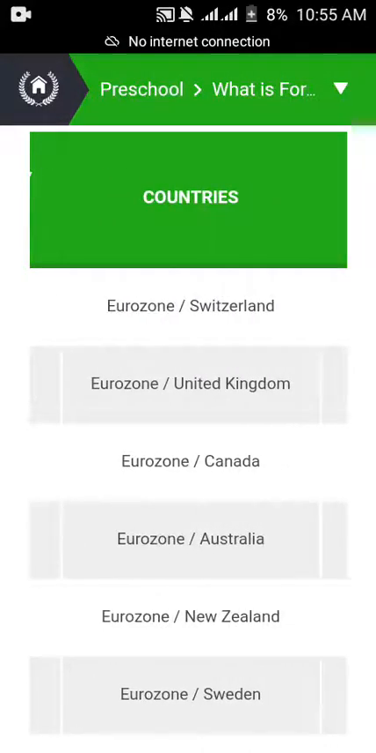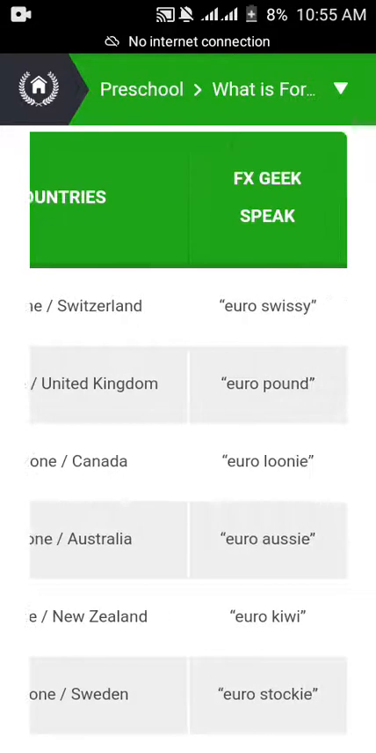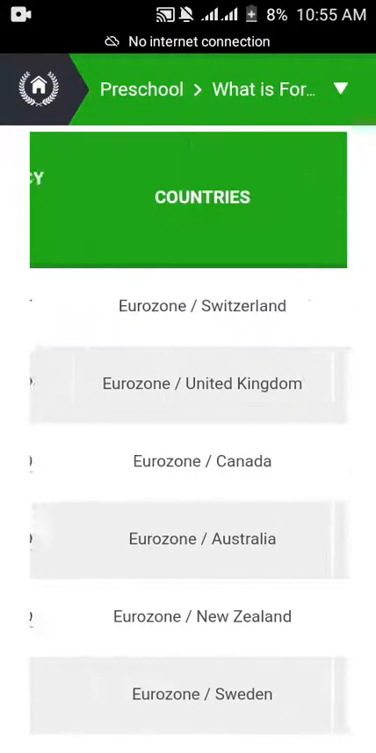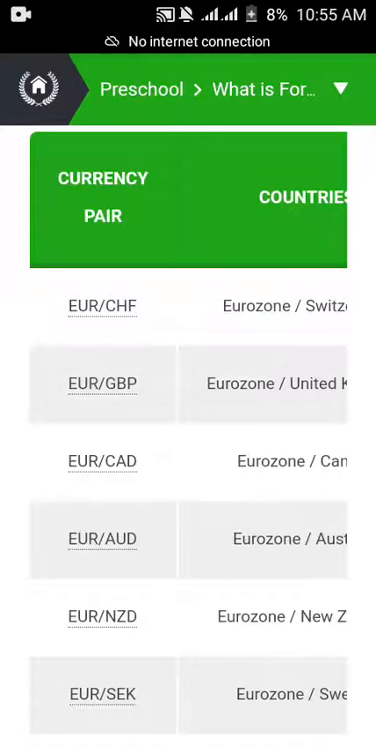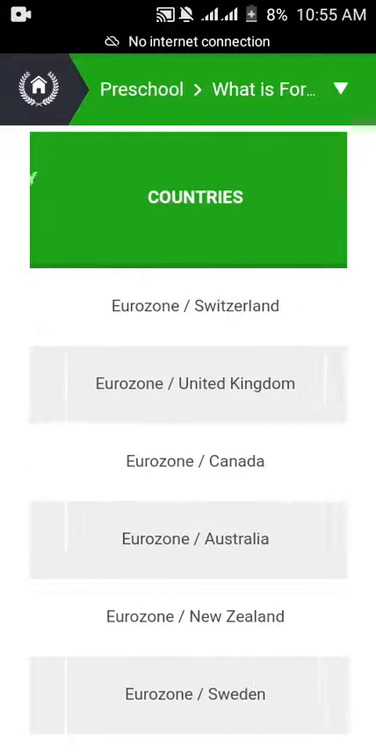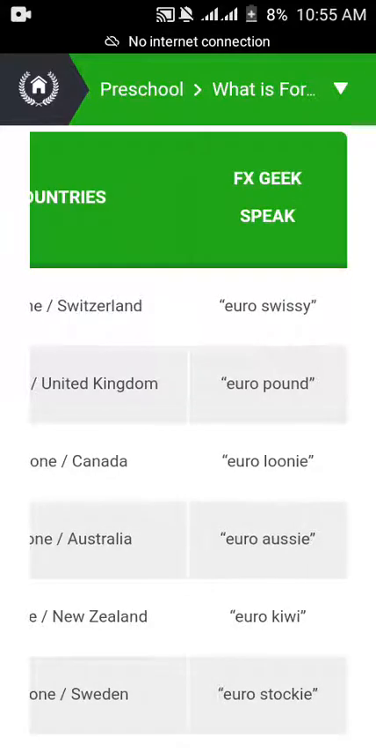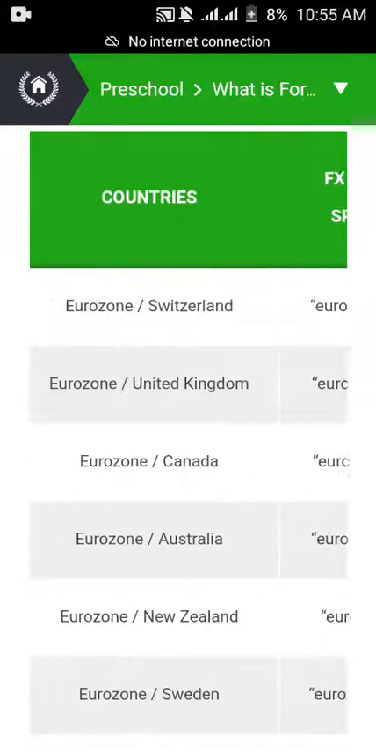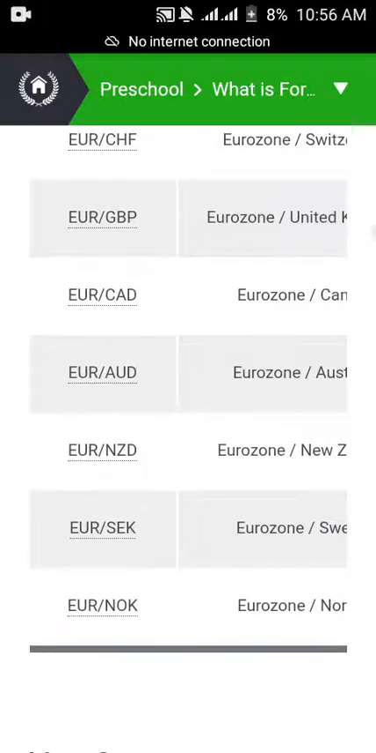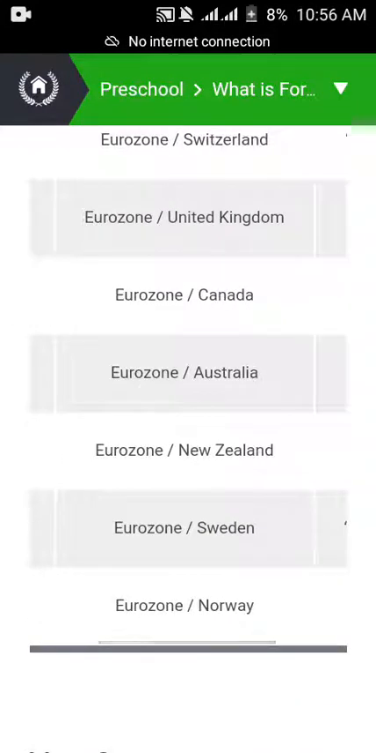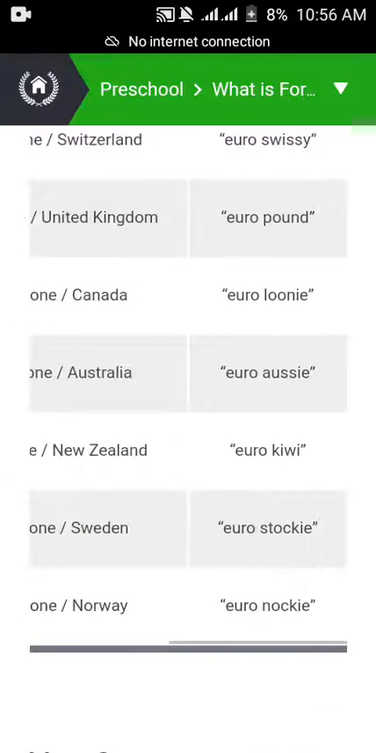Then the countries are Eurozone and Switzerland. Then the forex geek speak is Euro Swissy. Then you have the euro and the Great British pound, Eurozone and United Kingdom as the countries, and the forex geek speak is Euro pound. The Euro Canadian dollar, we have Eurozone and Canada as the countries.